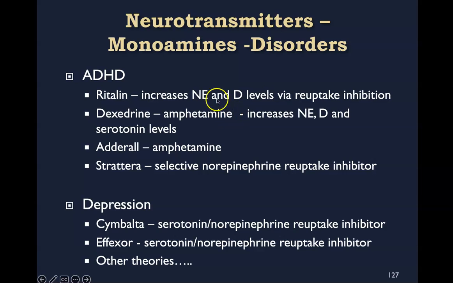Dexedrine acts like an amphetamine, and it's going to increase norepinephrine and dopamine as well as serotonin levels. Adderall does the same thing, increasing all three. And then Strattera is a selective norepinephrine reuptake inhibitor, basically only preventing the reuptake of norepinephrine. For depression, Cymbalta is a serotonin-norepinephrine reuptake inhibitor, same with Effexor. So just kind of interesting in terms of some of these different disorders.